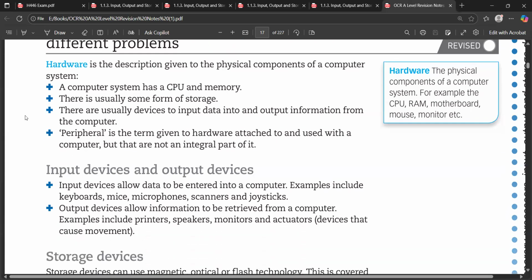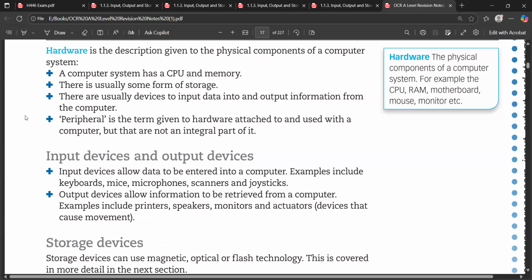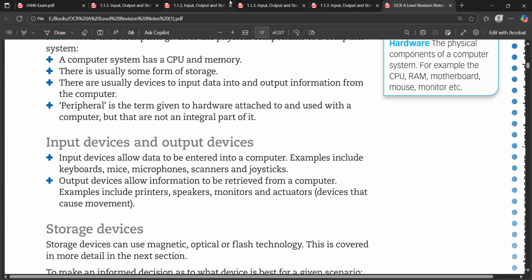So when we branch out these hardwares, then we have input and output device. Input devices allow the data to be entered into the computer system, and output devices allow information to be retrieved from the computer. And we have those examples.